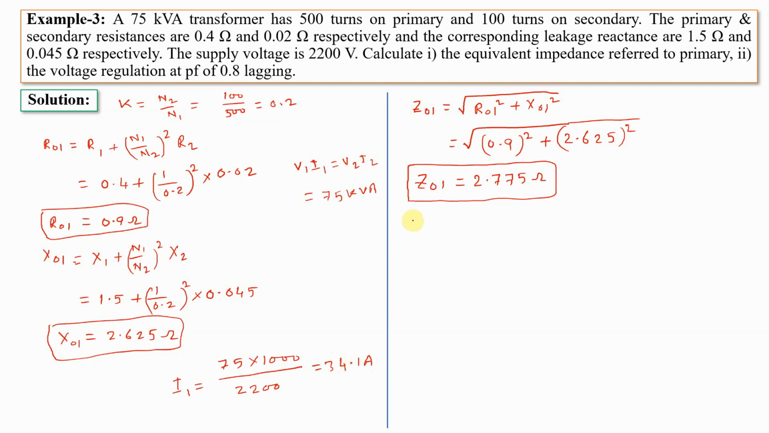In this question, the power factor is given as 0.8. So from this we can find the value of sin phi, and this value will be 0.6.